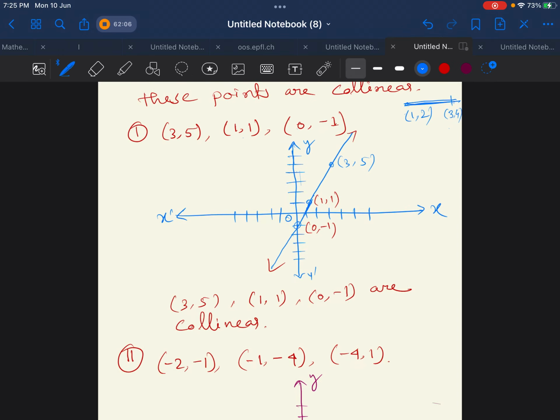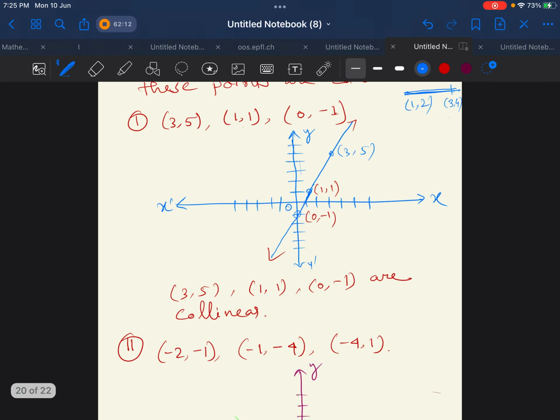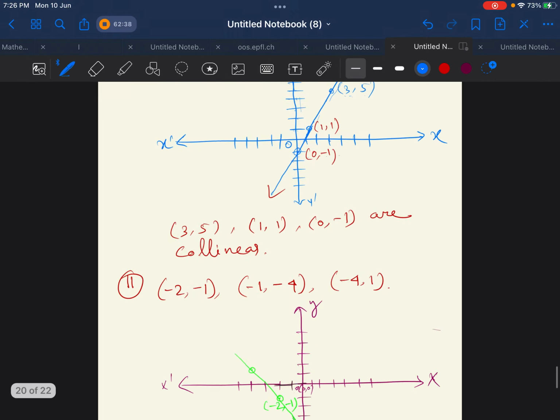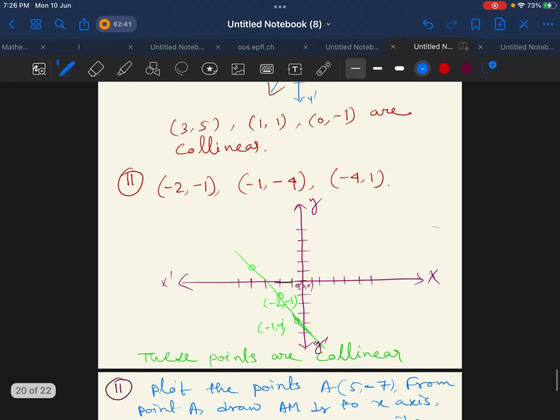So now we have to plot these points on this graph. The points are marked on the graph paper, and we draw this line. These points lie on the same line, so these points are collinear.